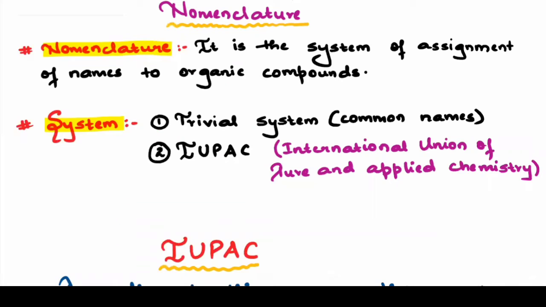Hello students, today we are going to study a very important topic from organic chemistry named nomenclature. Basically, nomenclature, children, is a system of assignment of names to the organic compounds. We have two different types of systems in organic chemistry. The first one is the tribal system, which is also called common names. The second one is IUPAC, the International Union of Pure and Applied Chemistry. Today we are going to majorly focus on IUPAC.